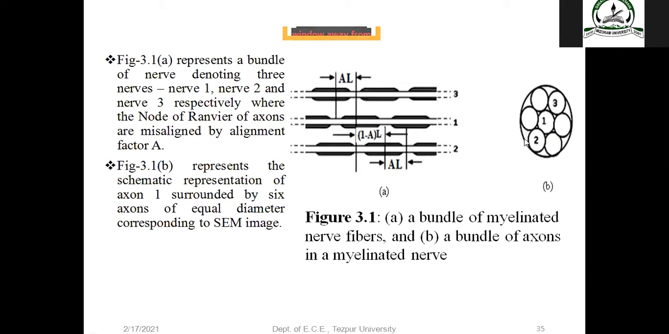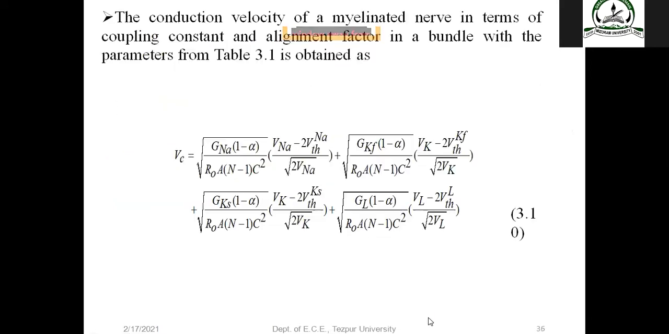So on the basis of this model, we have mathematically derived the formula. This is the formula for the conduction velocity in terms of sodium and potassium. As I told you, sodium and potassium ions are also very important here. So you have to know the concept of sodium and potassium.